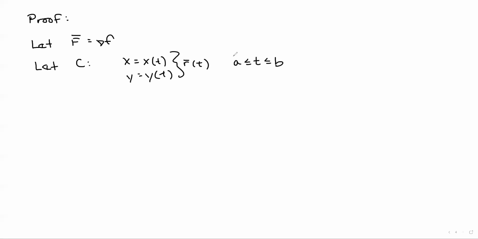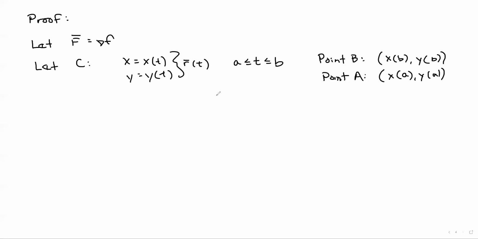So we've got endpoints, and you can take a and b and plug them in to find point B, which is (x of b, y of b), and then point A, which is (x of a, y of a). All right, so that's all we need to go through and do the derivation.